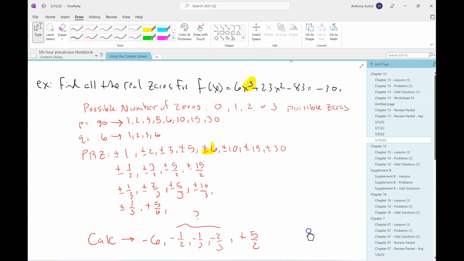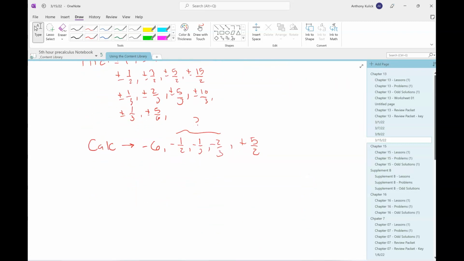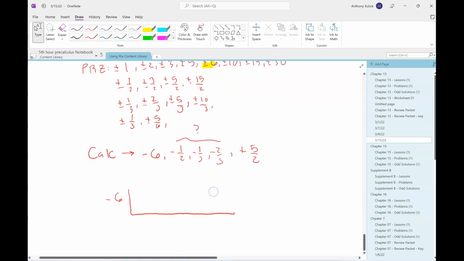All right. Now I'm going to start doing my synthetic division with one of these. Which one do you think is the most obvious choice to start with? -6. Why? Well, there's really only one option that I think it could be, and that one option is not a fraction. So, it's the old KISS strategy. You know what KISS stands for? Keep it simple, stupid. Right? So, let's go.